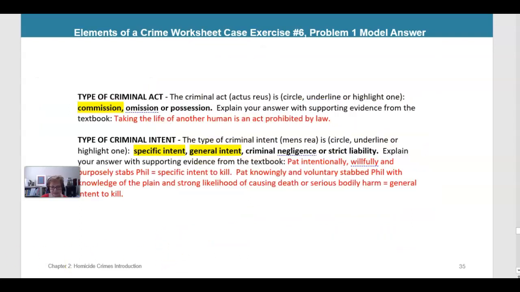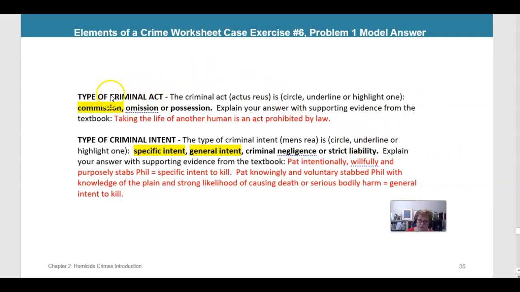Each case exercise has its own blank worksheet that you need to complete, and at the conclusion you will see that you need to specifically identify what is the type of the criminal act. In this case, it was a commission. Explain your answer. If you just circle commission, you haven't explained your answer. Taking the life of another human being is the act which was prohibited by law that Pat did.